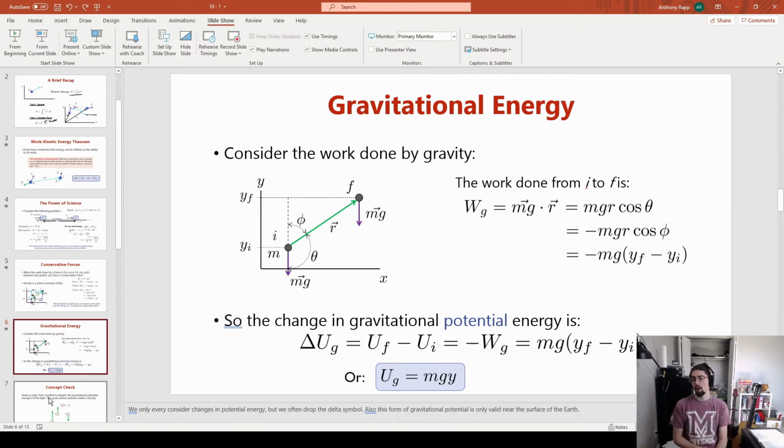Anytime we're talking about gravitational potential energy, this is a wonderful, super easy thing to deal with. The gravitational potential energy at any point is just mgy. So if I want to know the gravitational potential energy here versus here versus here, all I have to do is find the height and multiply by mg. That's how much potential energy I've got.